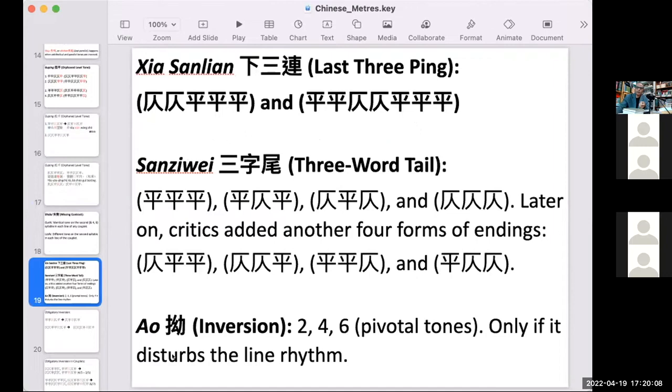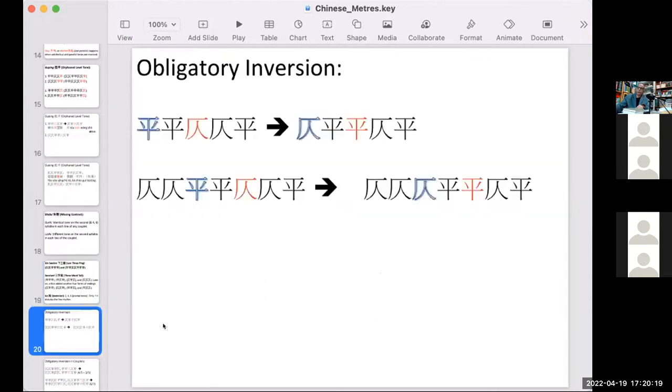Okay, I will give you some examples of these inversions, because sometimes it's compulsory and sometimes it's not compulsory. It's up to the poet to do it or not. Like obligatory inversion, if the first ping changed into zi, that means what will happen?